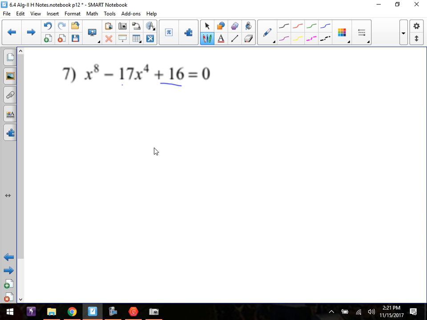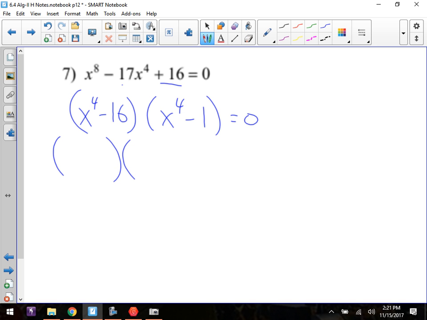Negative 16, negative 1. So you get x to the 4th minus 16, x to the 4th minus 1. Is x to the 4th a perfect square? Is 16 a perfect square? Is that a subtraction symbol? Yes. Is x to the 4th a perfect square? Is 1 a perfect square? Is that a subtraction symbol? So you get difference of squares twice. X squared minus, oh no, I have it again.